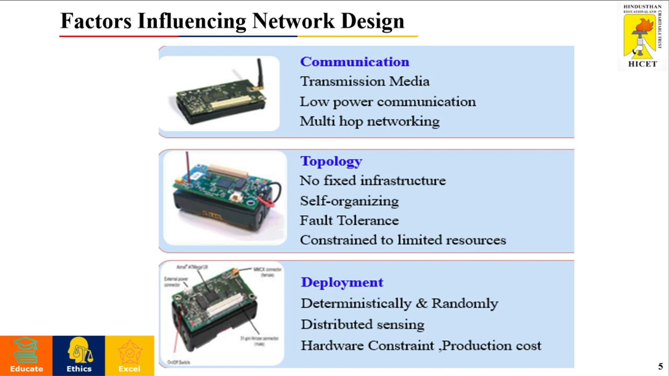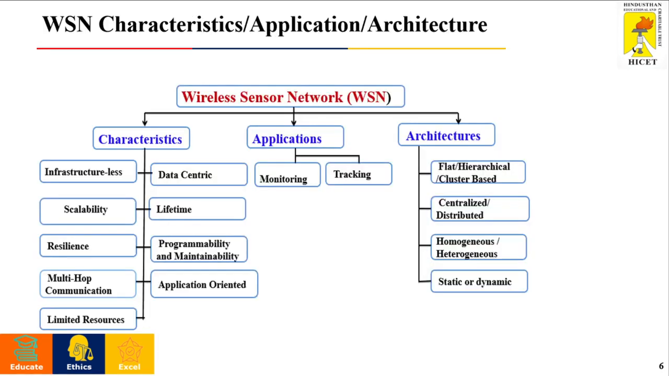Then the deployment features: it is deterministic or randomly deployed, and these sensor nodes are distributed sensing in nature, and it is strict to hardware constraints and production cost. So these are some of the characteristics which are going to affect our application side and the architecture side.